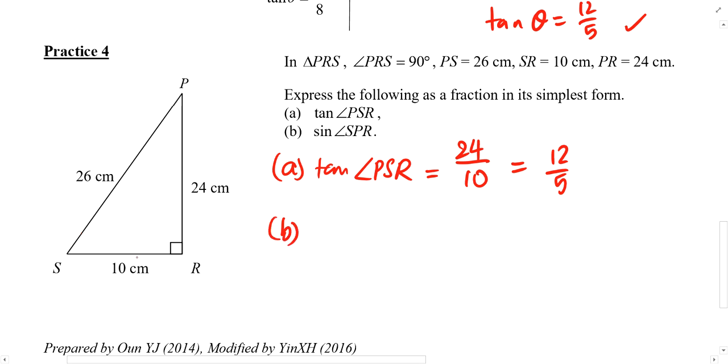Now for part B, sine SPR. Okay, now this is our angle. Sine, so we are using SOH. Opposite over hypotenuse. Which is the opposite side? 10. Hypotenuse 26. So we get 5 over 13. These are the two answers.